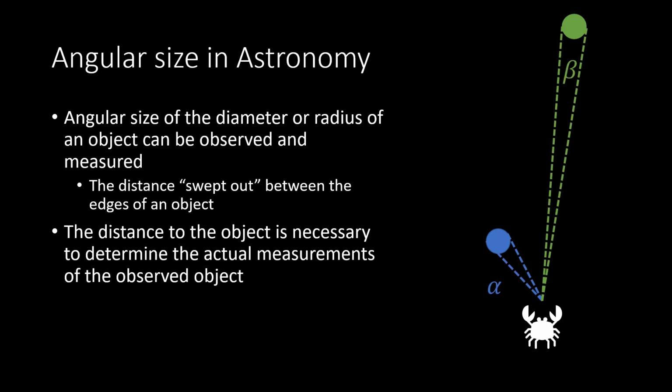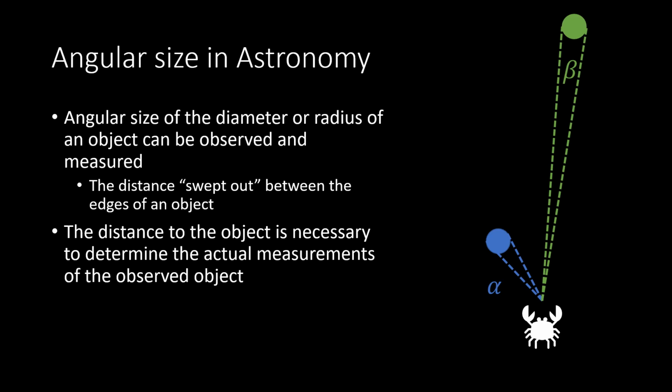If that crab were to measure the angular diameters of those two objects from one side to the other, alpha would be the angular diameter of the blue object, and beta would be the angular diameter of the green object. Alpha would appear much bigger, a much bigger number to that crab than beta would.